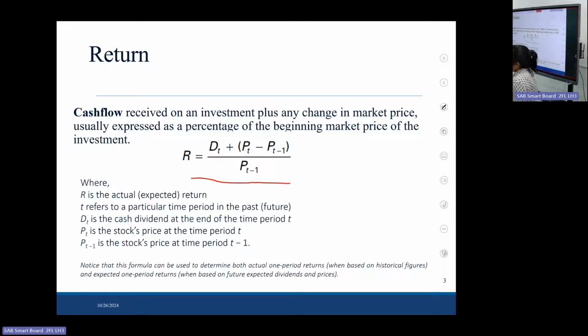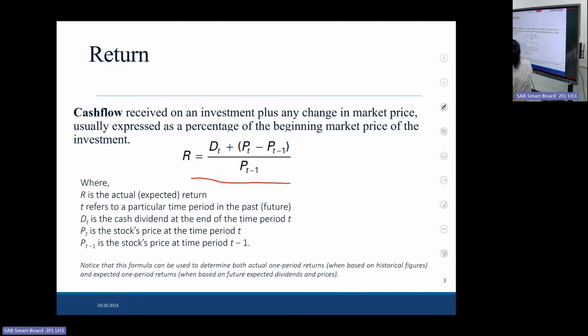If you go to the bank and ask the bank manager what the interest rate is today, he's not telling it in another form. He's telling 16%, 6%. So likewise, the return is expressed as a percentage. You can calculate return using this formula here.